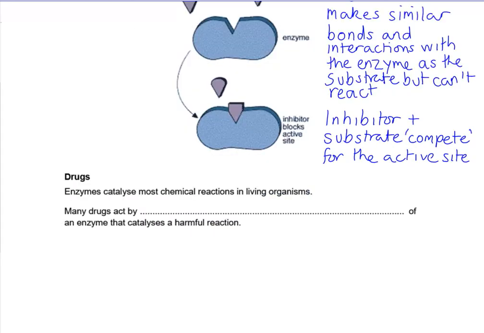About 500 different targets have been identified for drugs to treat disease in the human body. Many of these drugs target enzymes. They act by inhibiting the activity of an enzyme that catalyzes a harmful reaction. Examples of enzyme inhibitors include ones that stop blood clotting, the protease inhibitor that stops the HIV virus from replicating, and inhibitors to stop enzymes releasing too much acid in the stomach.